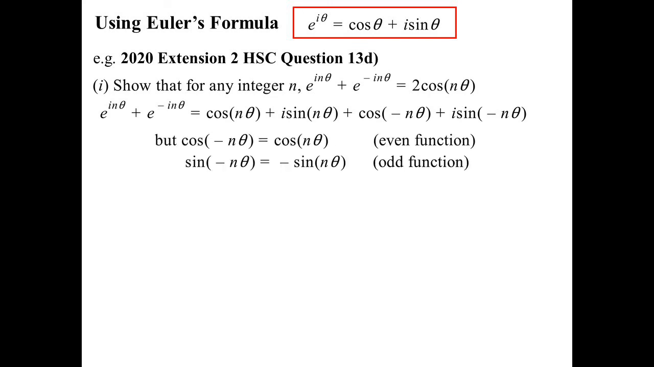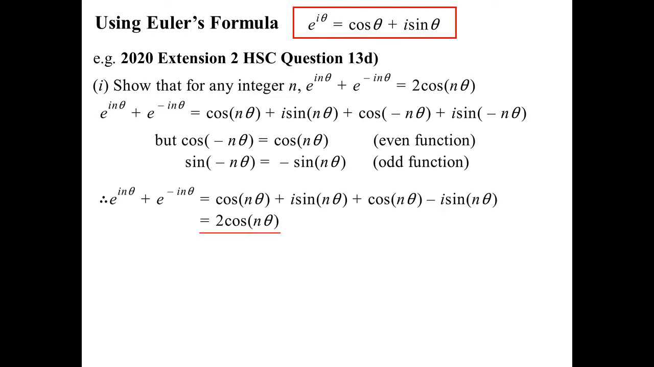But then we play around with odd and even functions, and we get some cancelling, and we get 2 cos n theta. That was the first part of the question. Not too bad. Hopefully we pick up the marks for that. It's a pretty standard sort of result.